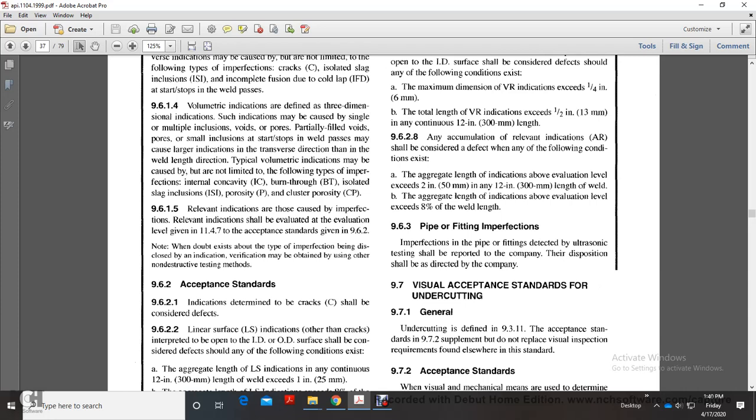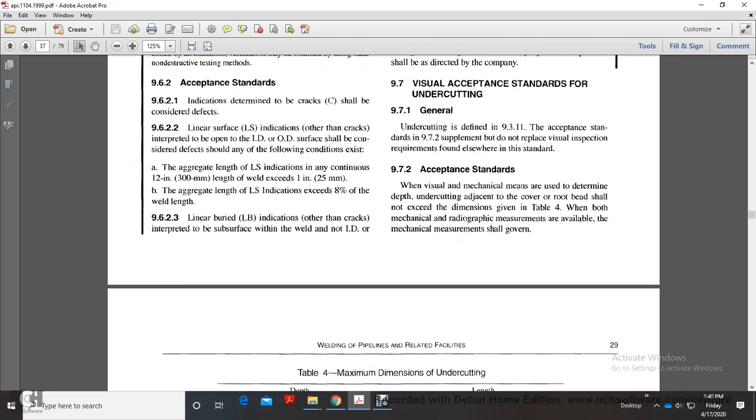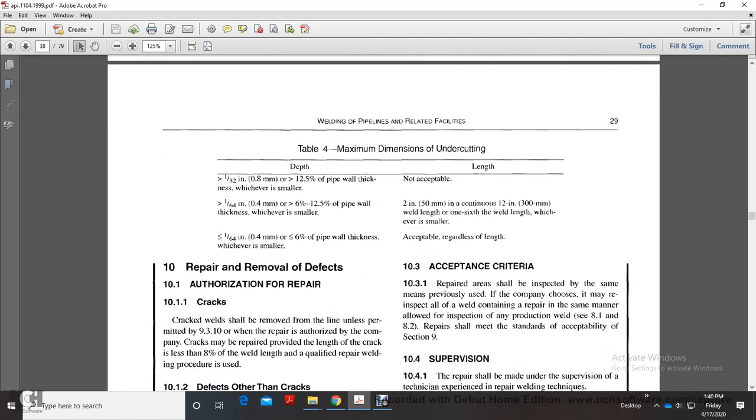9.7 Visual acceptance standards for undercutting. Undercutting is defined in 9.3.11. Acceptance standards are in 9.7.2. Supplements do not replace the visual inspection requirements found elsewhere in the standard. 9.7.2 Acceptance standard. Using visual or mechanical means to determine the depth of undercutting adjacent to the cover pass and root bead, it shall not exceed the dimensions given in Table 4. Where both mechanical and radiographic measurements are available, mechanical measurements shall govern. The table shows the maximum dimensions of undercutting by depth and length. Chapter 10, repair and removal of defects.